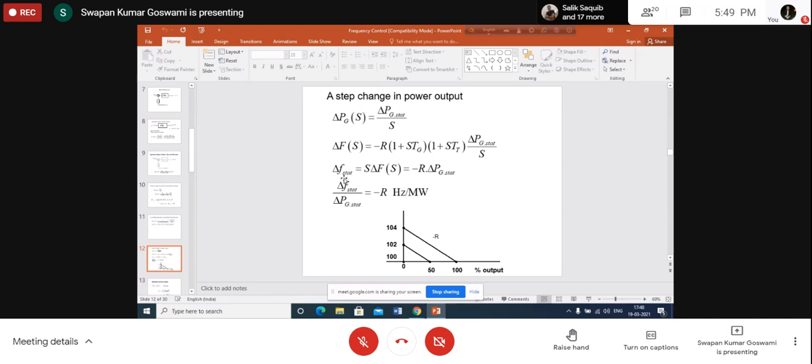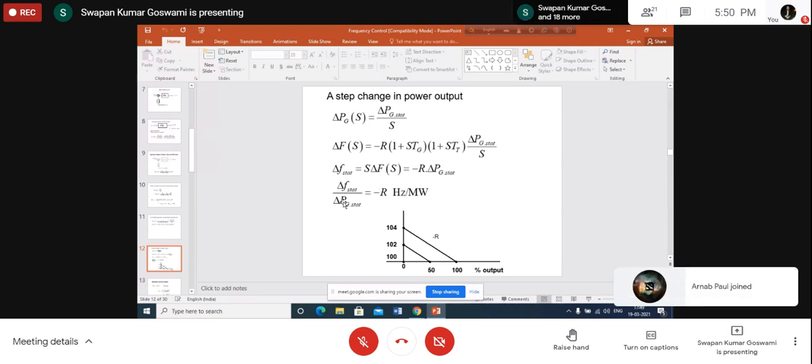At steady state, delta F stat, again from the final value theorem, you can find out. It will be the limit as S tends towards 0 of S times delta F(s). So write the value of delta F(s) multiplied by S, and take the limit as S tends towards 0. You put it here, and the value will be delta F stat equal to minus R into delta PG stat. Okay, delta F stat, what is the value? Minus R delta PG.